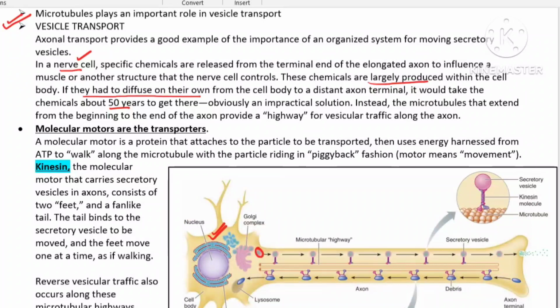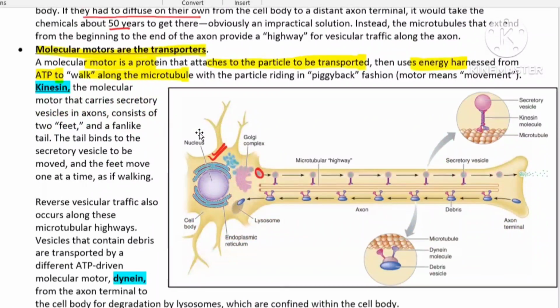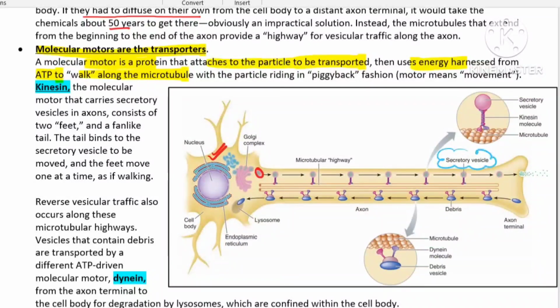Now, what are molecular motors? Molecular motors are generally transporters. They are proteins. They attach to the particle which is to be transported, and for this they use the energy obtained by the hydrolysis of ATP to walk over the microtubules. For example, analyze the diagram very carefully: you will find one secretory vesicle moving from the cell body towards the axon terminal in this direction. Clear? Another, the debris, meaning waste, is brought from the axon terminal towards the cell body so that the lysosomes can digest it.